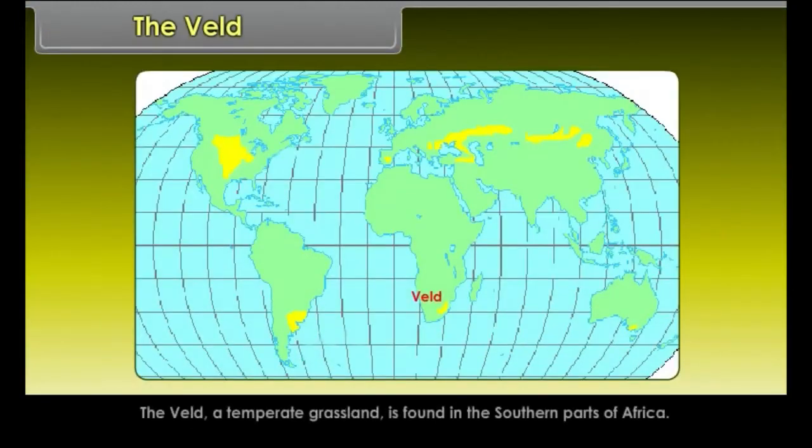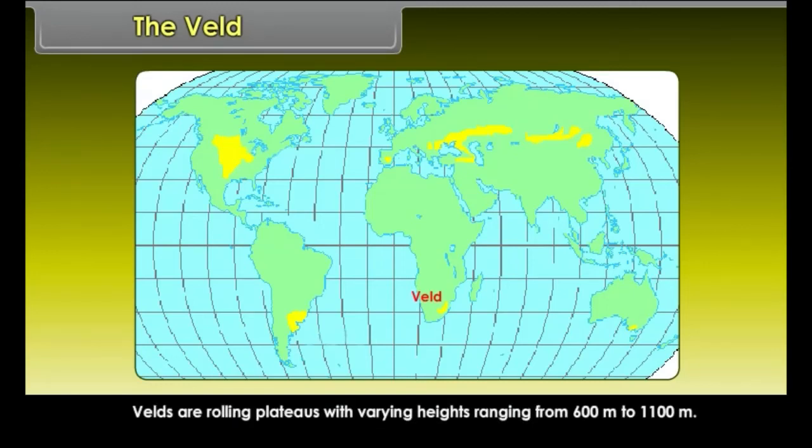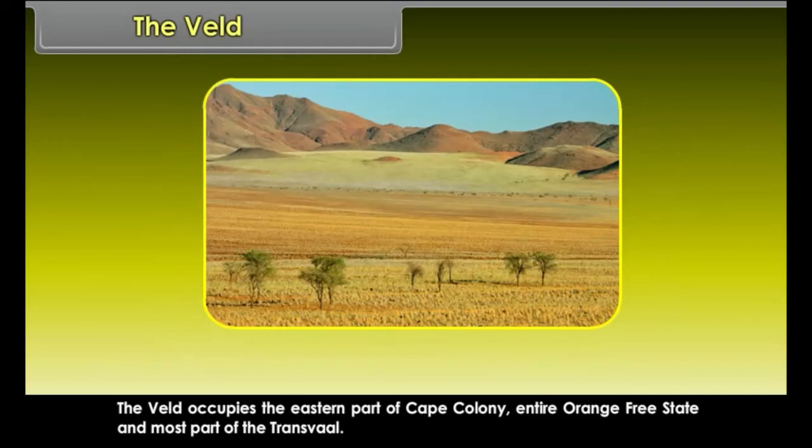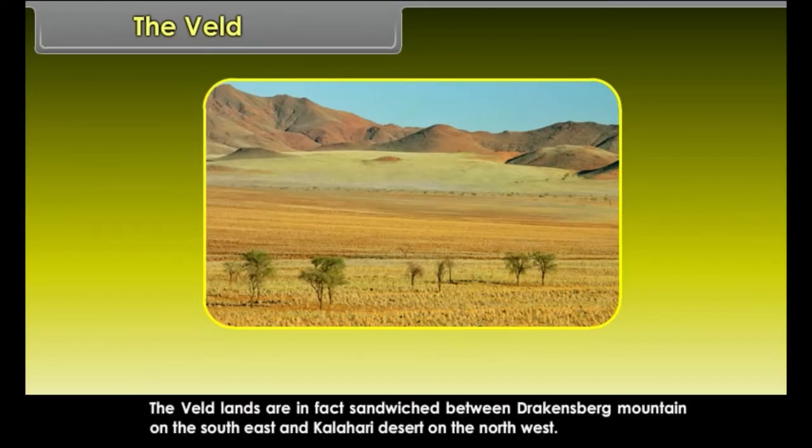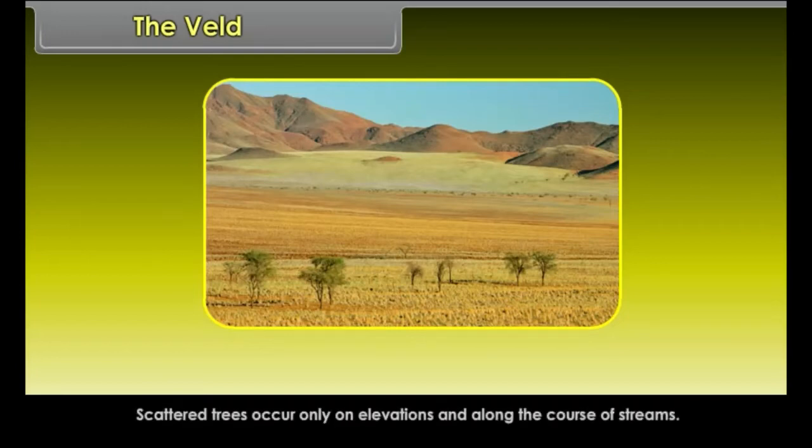The veldt. The veldt, a temperate grassland, is found in the southern parts of Africa. Veldts are rolling plateaus with varying heights ranging from 600 meters to 1,100 meters. The veldt occupies the eastern part of Cape Colony, entire Orange Free State and most part of the Transvaal. The veldlands are in fact sandwiched between Drakensberg Mountain on the southeast and Kalahari Desert on the northwest. Scattered trees occur only on elevations and along the course of streams.